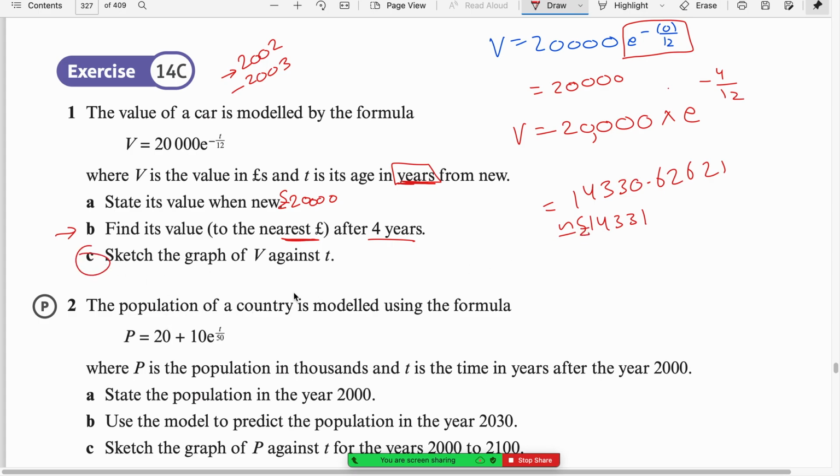Sketch the graph. We again know that it is a decreasing function. So at time 0 we already know the value is 20,000, then at 1, 2, 3, and it keeps on decreasing, and this is the sketch.